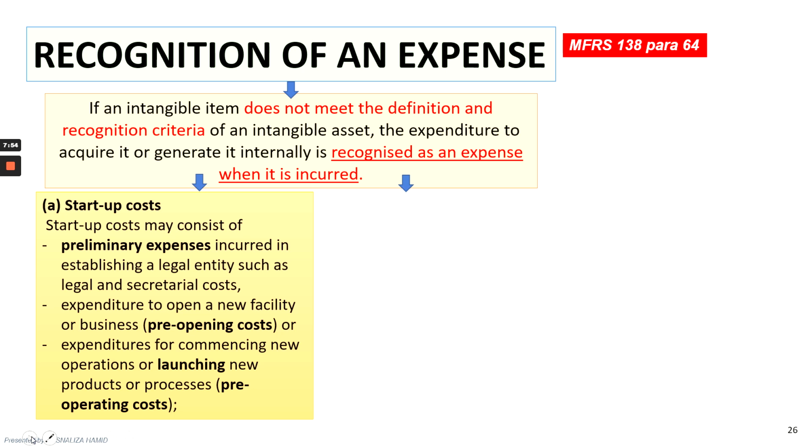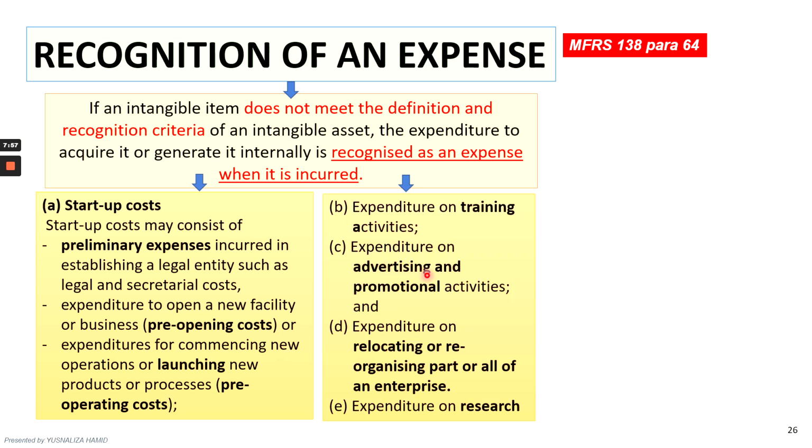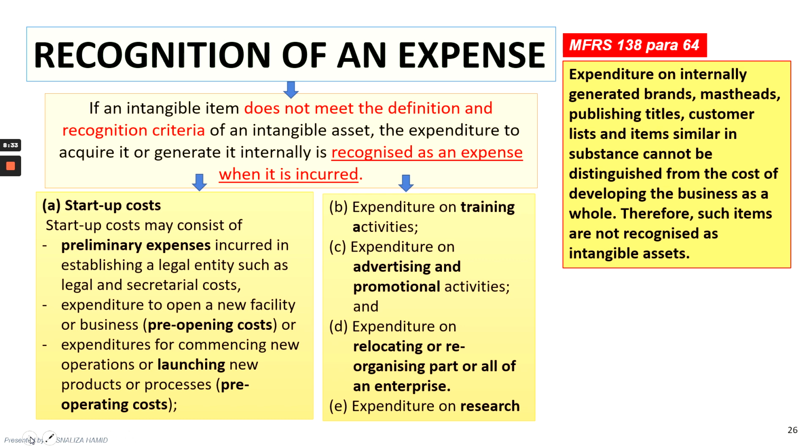Apart from that, expenditure on training, advertising, and promotional, these are not something to do with brand. This is just an operating cost, or more specifically, that's a selling cost. Relocating or reorganizing part of an enterprise. Expenditure on research is also recognized as an expense. We'll have a specific section in our next video which will be discussing R&D as an other intangible asset, internally generated.